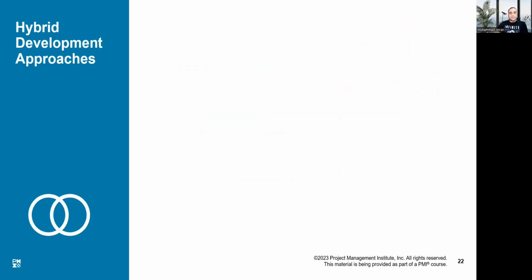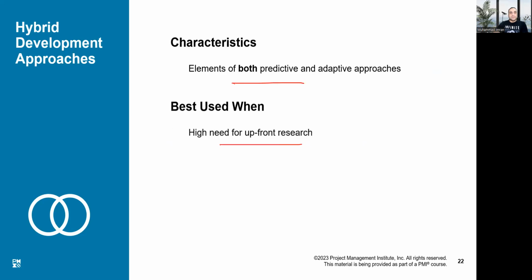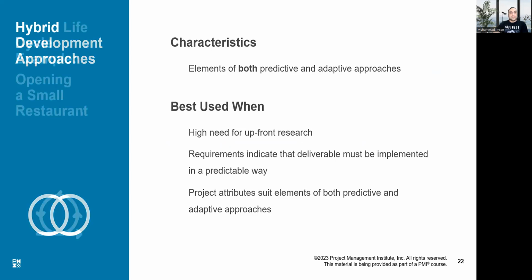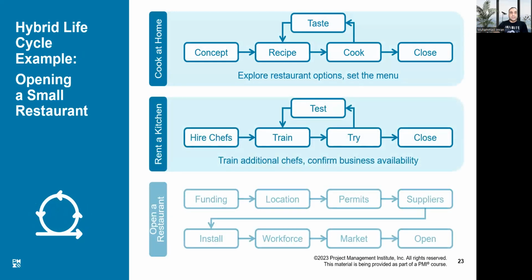And the third one is the hybrid life cycle. It's a combination of both predictive and adaptive life cycles. It's used when some of the requirements are upfront and not all the requirements are available. So we use both predictive and adaptive as possible. These are the examples for hybrid life cycle in three different situations.